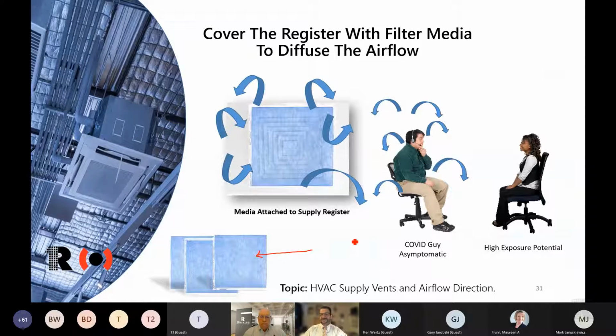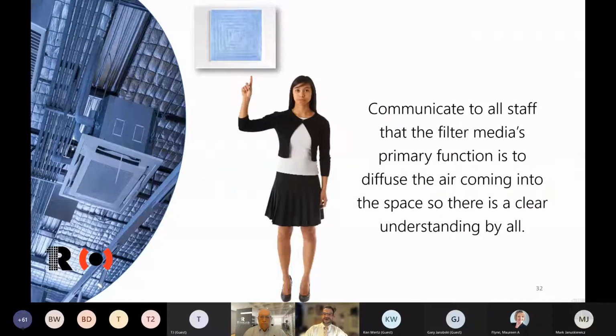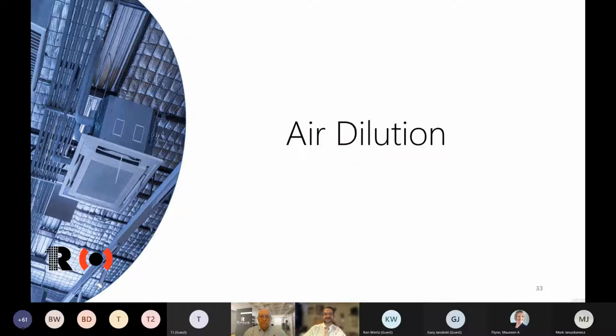We clearly communicate to everyone, look, we're not trying to filter anything out here. We're using a low density media. You can fool around with this, but we communicate to all the staff very clearly that the filter media's primary function is to diffuse the air coming in from those types of registers. So that's something you can put into your battle chest as well if you have those type of registers inside your facility.